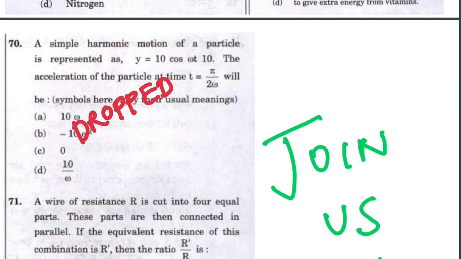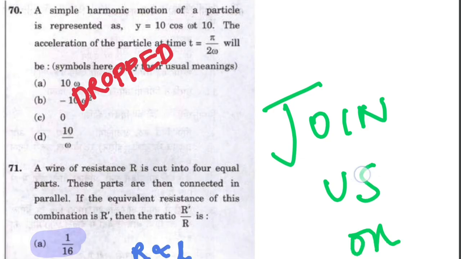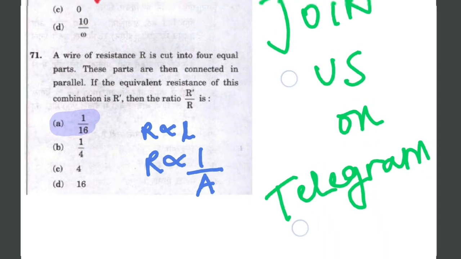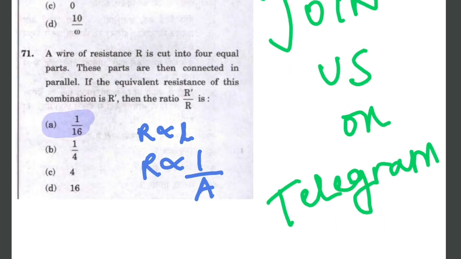And then this question was dropped by UPSC, and then this last question was a kind of numerical problem. When resistances are connected in series, then R equivalent will be R1 plus R2 plus R3 up to Rn, and if they are connected in parallel, then 1 by R equivalent is equal to 1 by R1 plus 1 by R2. Just remember this. R is directly proportional to length and R is inversely proportional to area of cross section. So we have discussed all the questions.